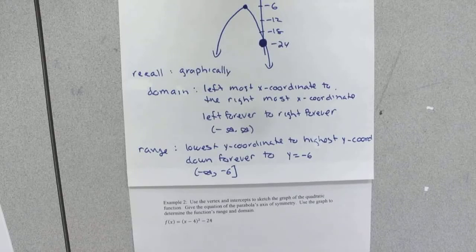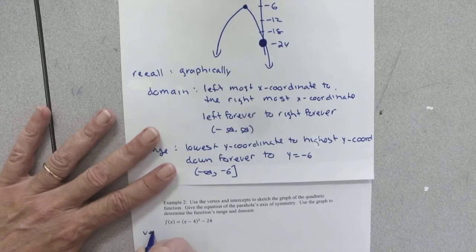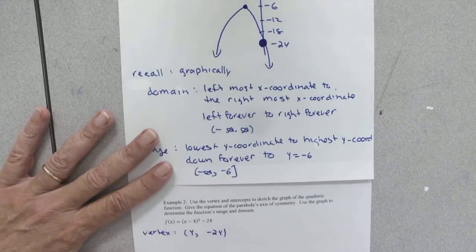Use the same instructions. Use the vertex and x-intercepts to sketch the graph of the quadratic equation. Give the equation of the parabola's axis of symmetry. Use the graph to determine the domain and range. Okay, same things. So the vertex again, in this case, is going to be 4, -24.